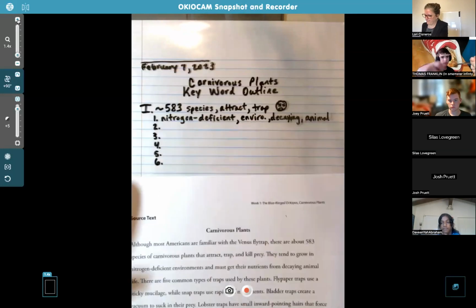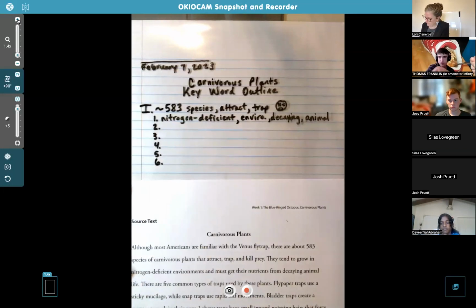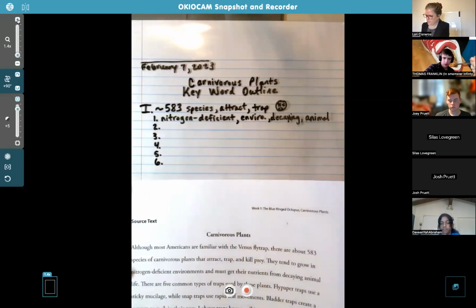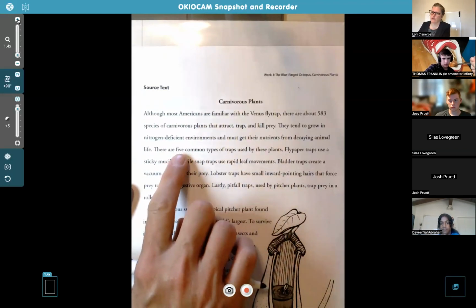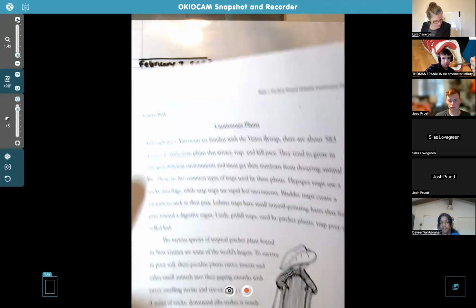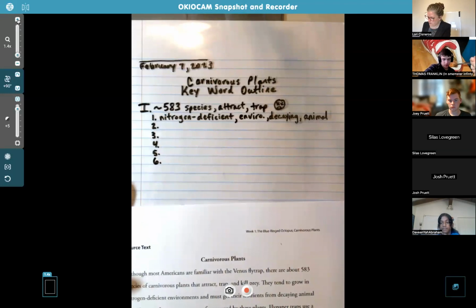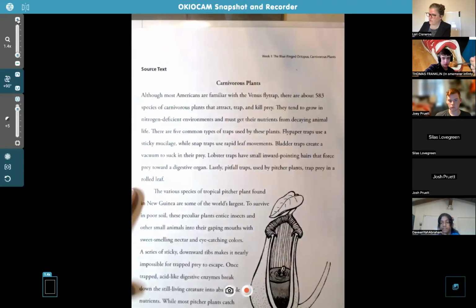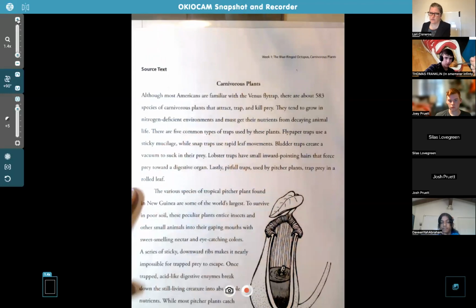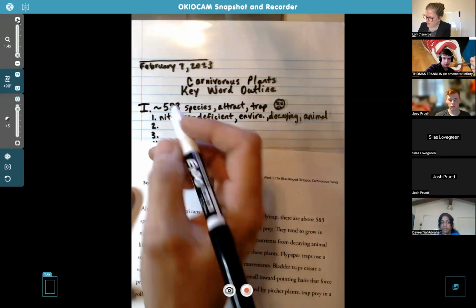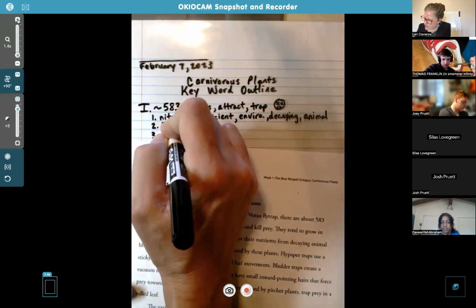Okay. Common traps. Here's an opportunity to use a number. Remember, those are free. So what if we did 5 common types, or should we say 5 types? 5 types. Okay. 5 types.